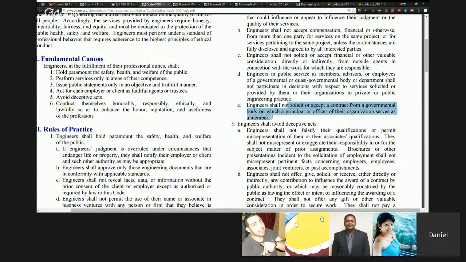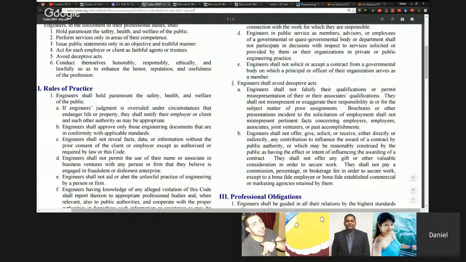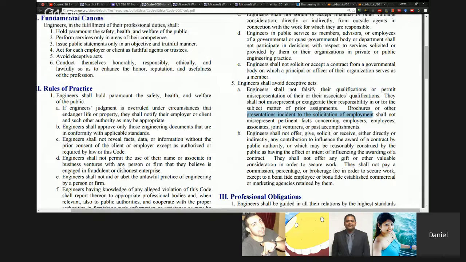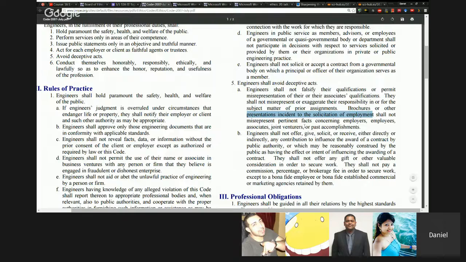And then engineers should avoid deceptive acts. You should not falsify your qualifications. All your brochures, and any presentation that you do about the business and what you're capable of, should be truthful. It should actually represent your capabilities. It should not misrepresent facts about employers, employees, and so on.